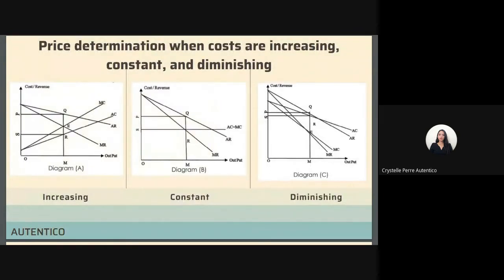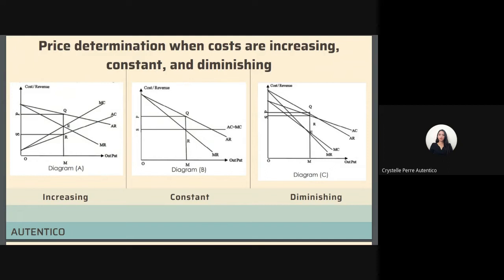Now, on this slide, we will determine the price when costs are increasing, constant, and diminishing. This is one of the differences between monopoly and perfect competition, because in perfect competition, the cost curves at equilibrium are at an increasing stage, while in monopoly, the cost curves may increase, may be constant, or decrease at equilibrium level. So here in diagram A, the cost is increasing. If we look at point E, which is where the MC equals MR, it is already above the average total cost, which is the point R.